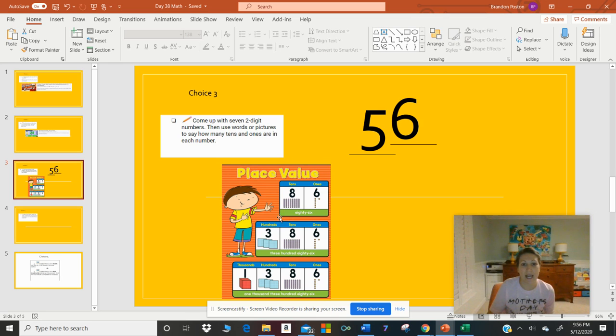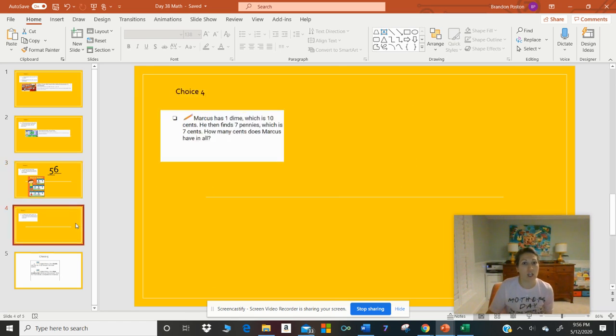Boys and girls, here is a little chart to help remind you of our place value. Okay, remember, the number on the left is the tens and the number on the right is the ones place. So you're going to come up with 7 different two-digit numbers and tell me how many ones and how many tens. So in this number 56, there are 5 tens and 6 ones. I could even draw a picture to show that.